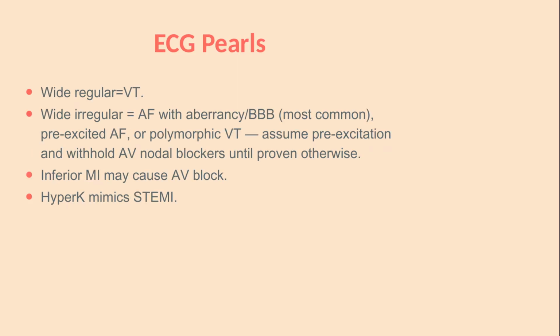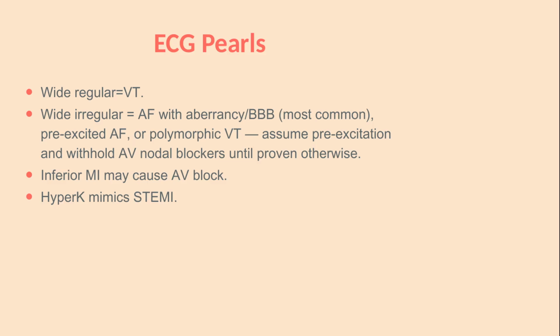4 ECG pearls carry a disproportionate share of rhythm diagnosis. First, a wide regular tachycardia is ventricular tachycardia until proven otherwise, whatever the blood pressure and however comfortable the patient looks. Stability never rules out VT. Second, a wide, irregular, chaotic tachycardia, especially with beat-to-beat variation in QRS shape, is atrial fibrillation with pre-excitation until proven otherwise, and the entire AV nodal blocking shelf is off limits. Reach for procainamide or the cardioverter.